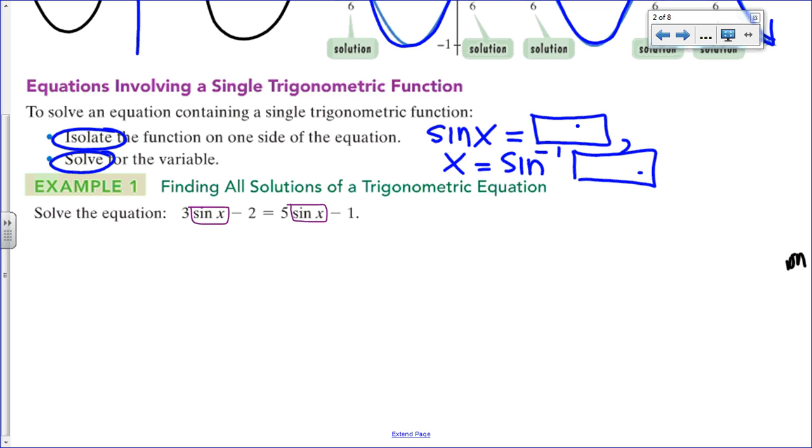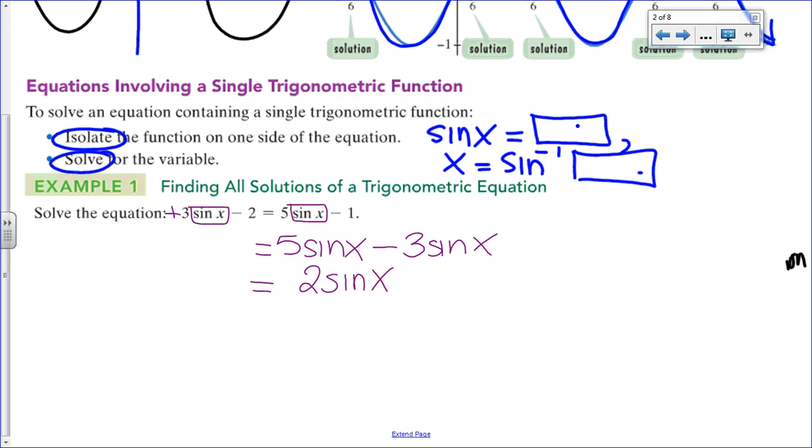Ruben, where would you like to keep the ones that contain sine, on the right or left? On the right. And tell me why you chose to do that. Because 5 is the biggest. 5 is bigger than 3, right? So if we move that one across, or subtract it, it will be negative 3 sine of x. And that is convenient because we get 2 sine of x.